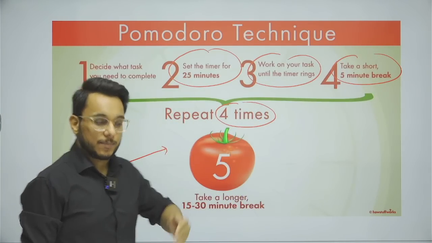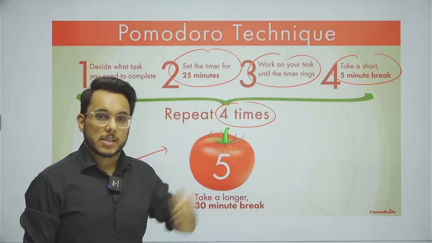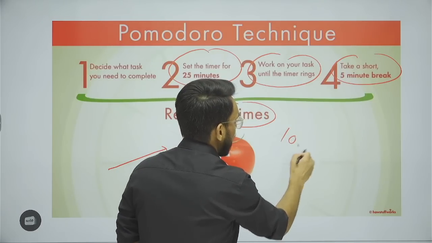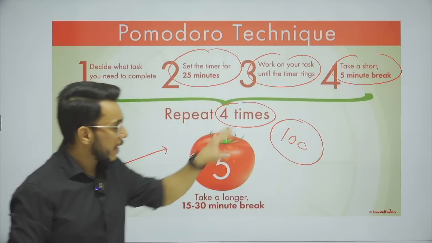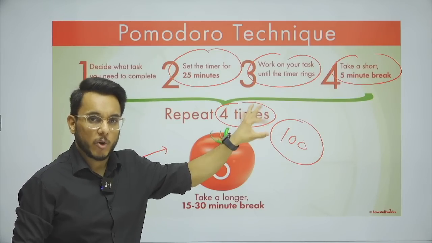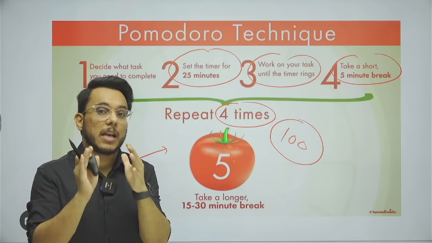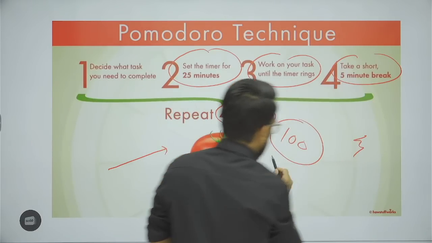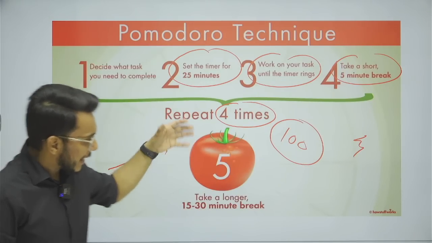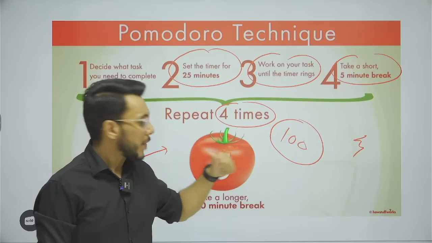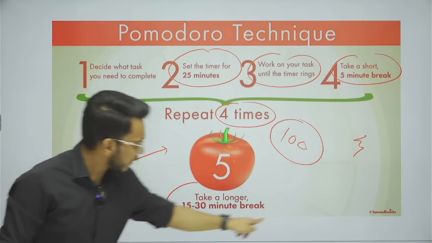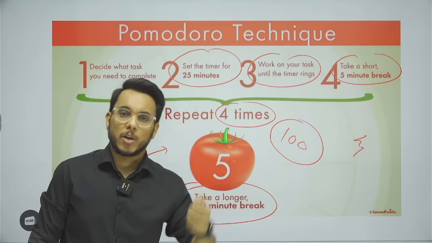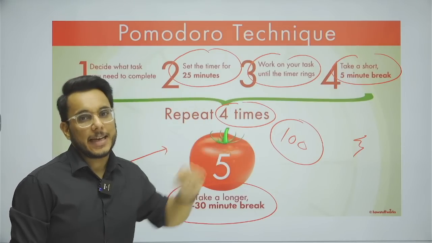So what will happen? In 120 minutes, you have to complete these 4 sessions. In 120 minutes, you have done 100 minutes of effective study. Try to take at least 3 or 4 of these Pomodoro sessions, and I think it will help you fulfill your daily targets. Once you have repeated it 4 times, take a 15 to 30 minute long break. There are many applications that you can download, either on iOS or Android. Pomodoro applications can help you in that direction.